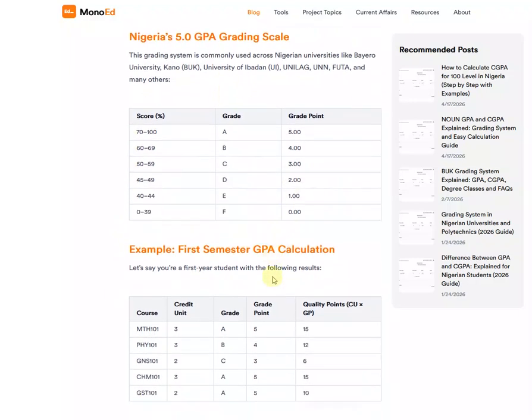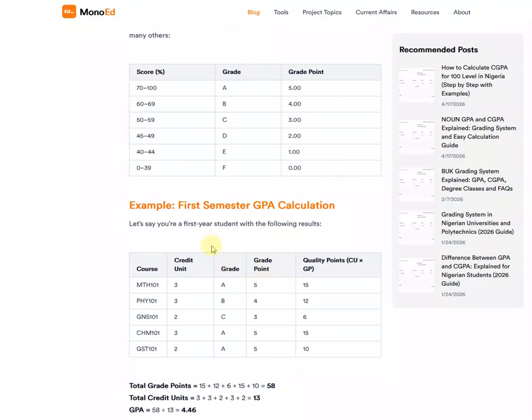Now let's look at first semester. When you come into the university in first year, right, you do some number of courses. Now those courses will have something we call credit unit. So you can see this one, MTH101 is a single course. And that unit is basically the weight of the course. What is the complexity of the course?